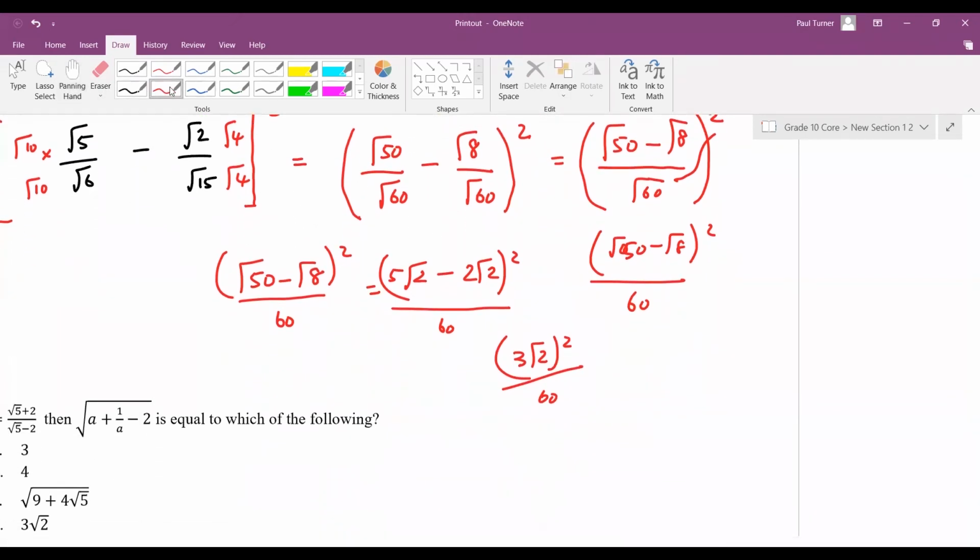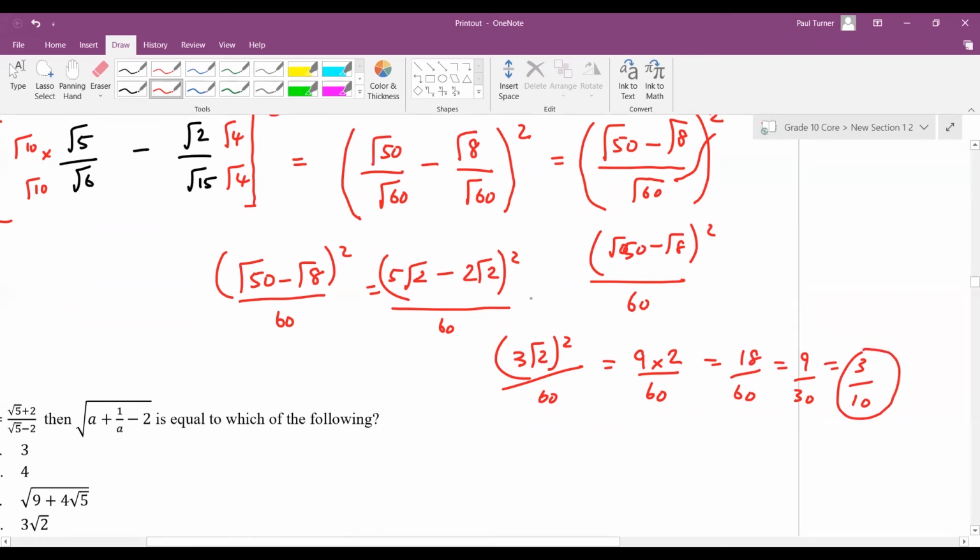So then we can square top and bottom. 3 squared is 9. Root 2 squared is 2. 2 on 60. So 18 on 60. You've got 9 on 30. 3 on 10. Finished. So that's your answer to that.